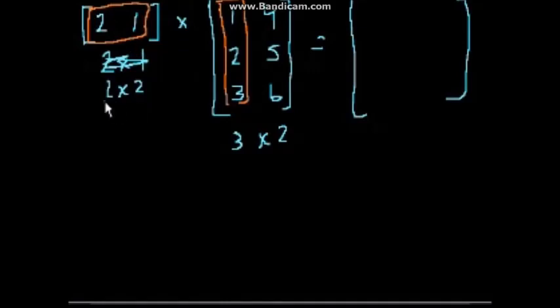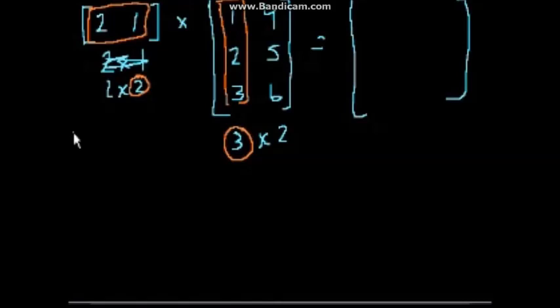You could have looked at the dimensions. 1 by 2, and this is a 3 by 2. This 2 is not equal to this 3. The number of columns in the first are not equal to the number of rows in the second, so you cannot multiply those two matrices.